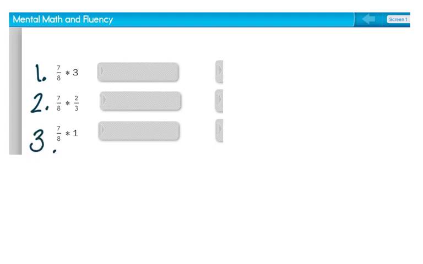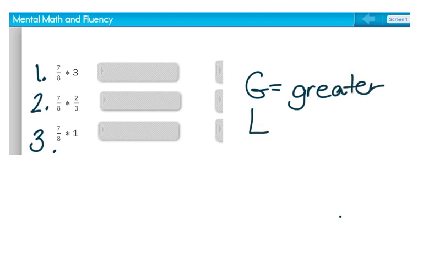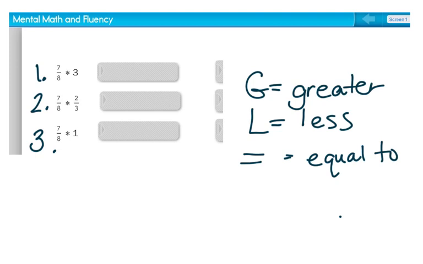So you're going to do one of two things. You're either going to put a G if that number is greater. So G for greater. If it's less than, you can put an L. Or if it's equal to, equal to.